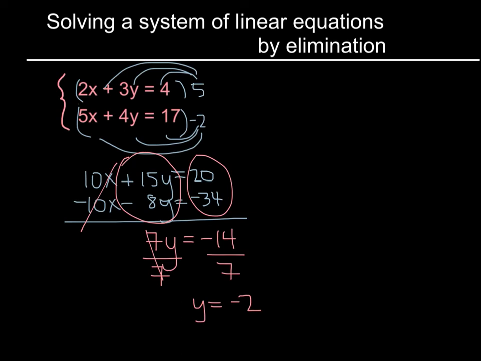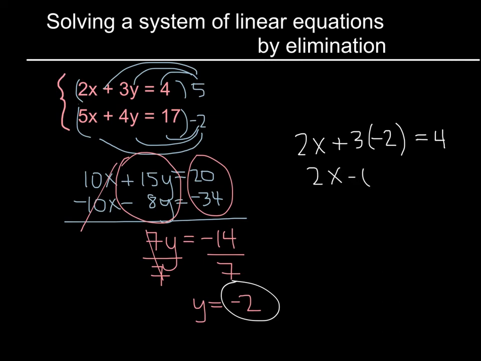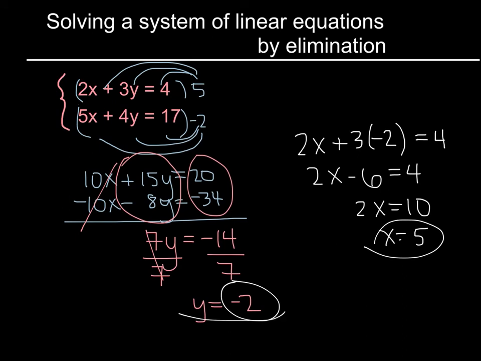I'm going to plug this in right here for y. So once I do that, I come up with 2x plus 3 times the negative 2, that was my substitution of that, is equal to 4. So 2x minus 6 equals 4, 2x equals 10, x equals 5. Because it's a system and I have both an x answer and a y answer, I really should put my answer in ordered pair, which says 5, negative 2.